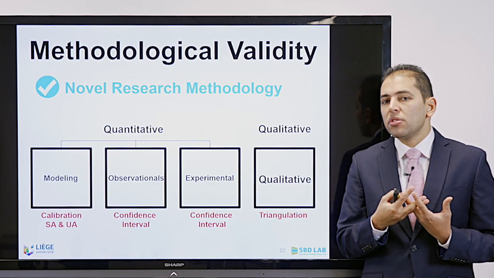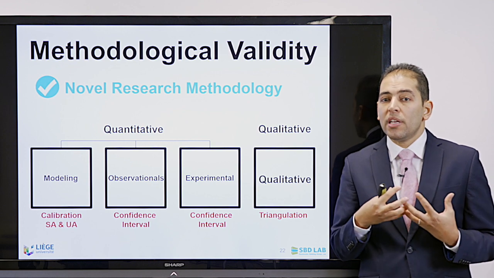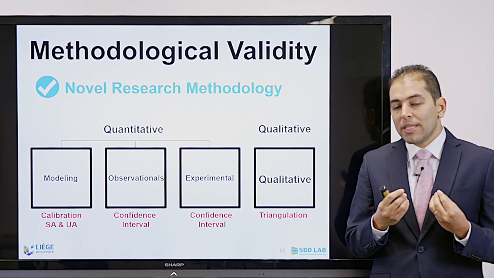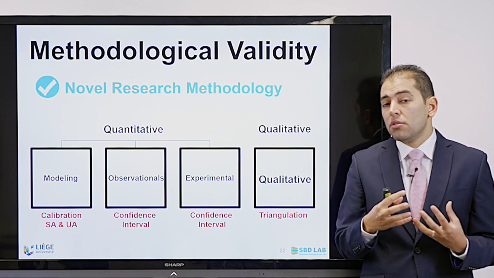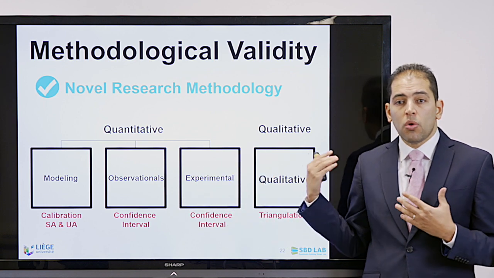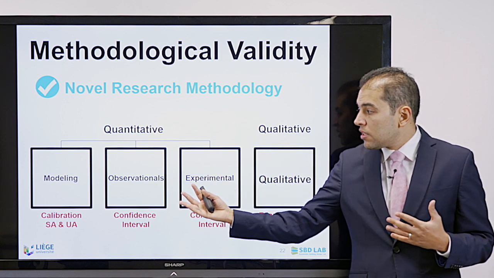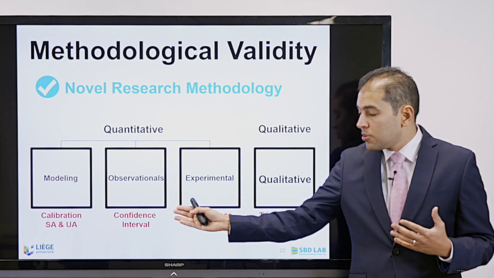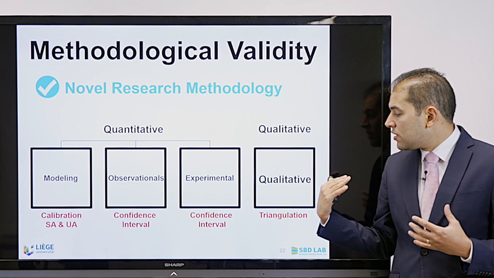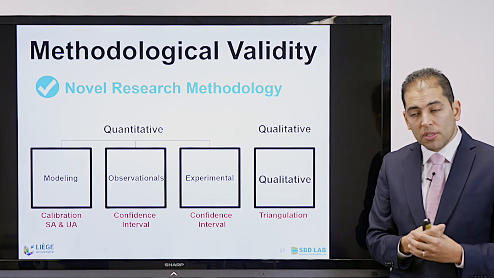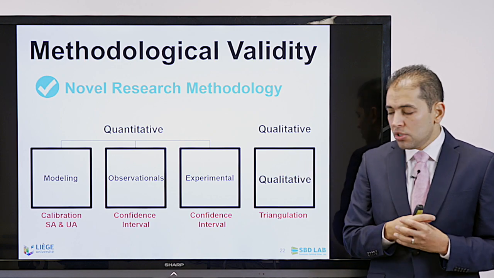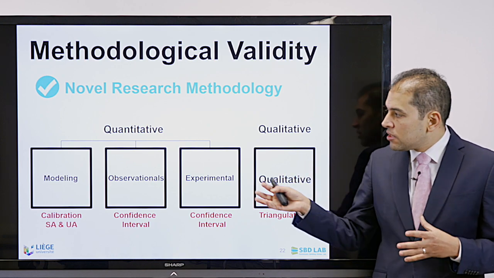Also, it's very important to talk about the methodological validity in this section of strengths and limitations. When we talk about methodologies, there are only four research methodologies used in the whole world. There are three quantitative methodologies and one qualitative methodology. The three quantitative are modeling, observational, and experimental research, and the qualitative is simply the different qualitative research methods. I have videos about each of those methodologies. Don't hesitate to check my channel. But let's start with the modeling research.